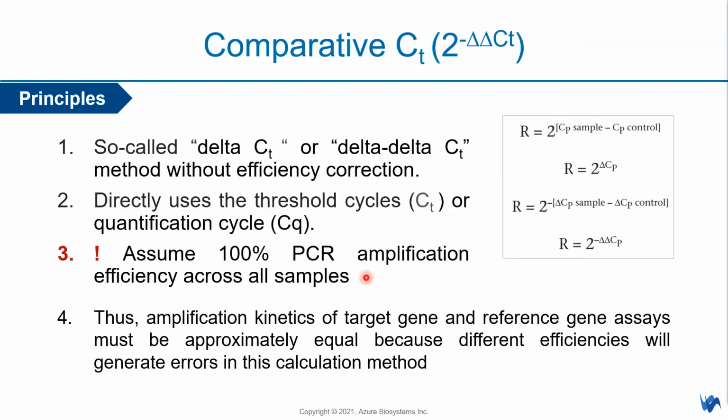This method directly uses the threshold cycle, which we call the CT value, or quantification cycle value, or CQ value. The difference is that the CT value is the value calculated by the software based on the threshold setting, while the CQ value is calculated by the software in regression mode. They are basically the same, which is the data you get from the qPCR run.